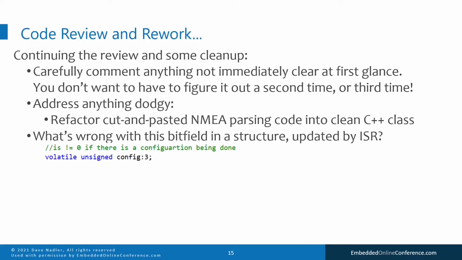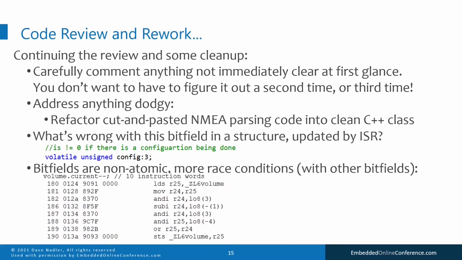Then I found this. What's wrong with this bit field in a structure, which is also updated by an ISR? Bit fields are not atomic operations on many machine architectures. In this case, the AVR, if the main line is doing this operation here, decrementing the value, you have first a load operation. Consider the main line does the load. Then the ISR fires, and it updates a different bit field in the same word. And then the main line resumes, and it does some operations, and it stores. Well, that race condition just erased the value update that was performed by the ISR.